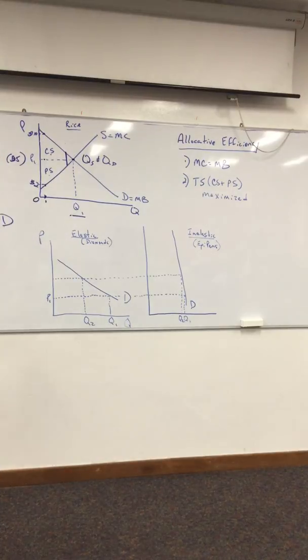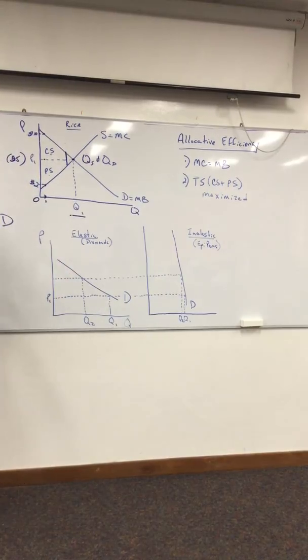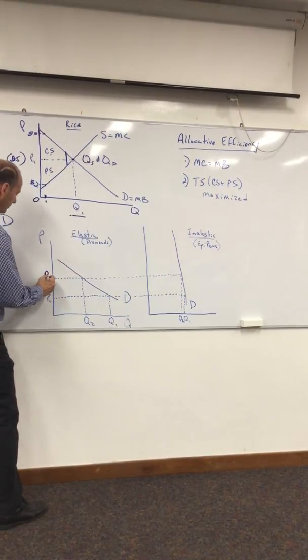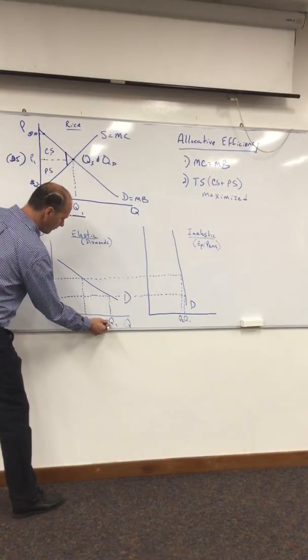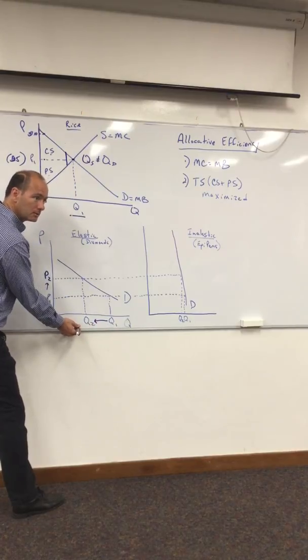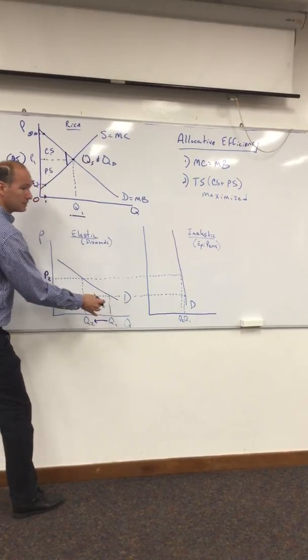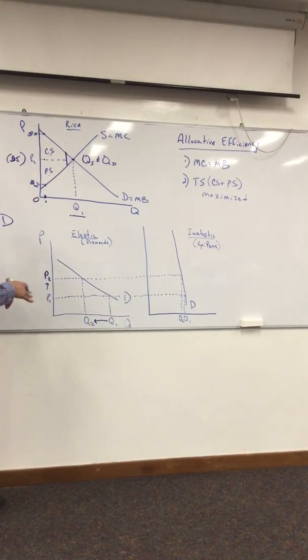And so as a result, when the price goes up, people will buy something else. So here you see the price rising from P1 to P2, and the quantity demanded falling a lot from Q1 to Q2. So there we would say that this good is relatively elastic. The quantity demanded is very sensitive to a change in price.